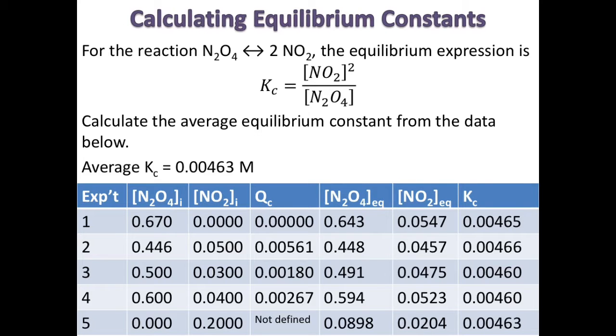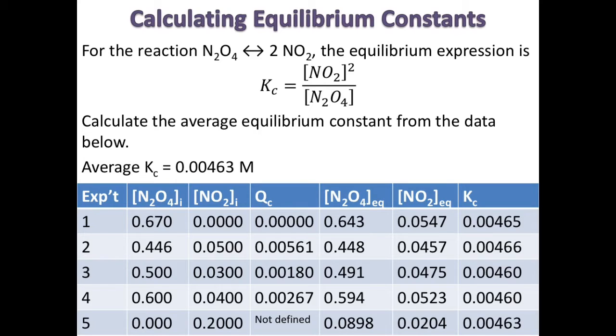Calculating equilibrium constants, we have to do a number of experiments. Well, this is chemistry, we do experiments. So in the experiments below, we get an average equilibrium constant of 0.00463 molar from the reaction of N2O4 decomposing to NO2. The equilibrium expression is given as Kc equals the concentration of NO2 squared at equilibrium divided by the concentration of N2O4 at equilibrium.